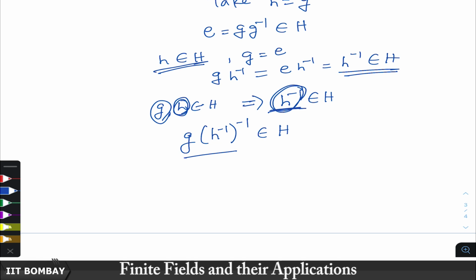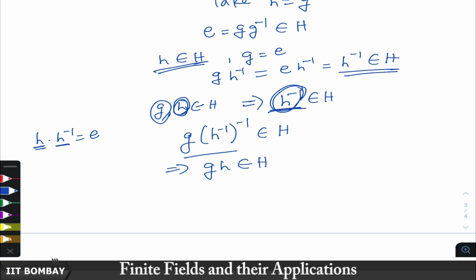Now, what is h inverse inverse? Inverse of inverse is itself. It is very simple to prove that, because you take h, h inverse is identity by definition. So, h inverse is the inverse of h, but h is also the inverse of h inverse, right. So, this implies that g h is in H.